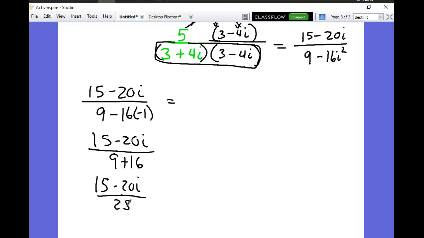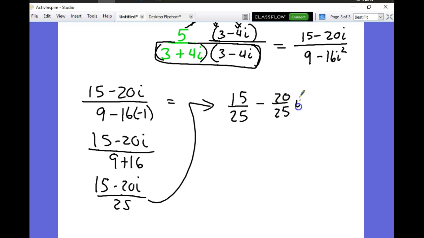5. Now, I'm going to throw one thing at you that you probably didn't see coming. Oh, I need to divide it. Yeah. Here, I'm going to do something a little bit different. So check this out. Here's how we're going to write it. You can write it like this, but I'm going to split this up into 2 separate fractions. You do 15 over 25 minus 20 over 25, and then you put the I off to the side there.